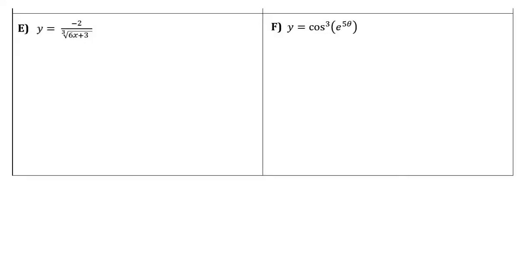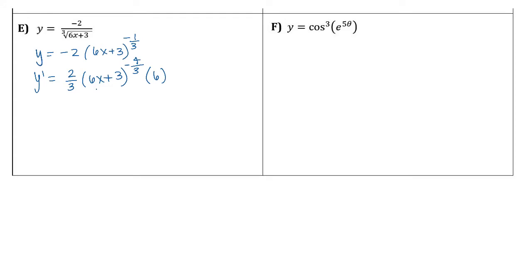Okay, continuing on, we would need to rewrite e. So we're going to rewrite that to be y equals negative 2, and then we're going to have 6x plus 3, and that's all going to be raised to the negative 1/3. So now we're ready for y prime, which is going to end up giving us 2/3 times 6x plus 3 to the negative 4/3, and then times the derivative of the inside, which is just 6.